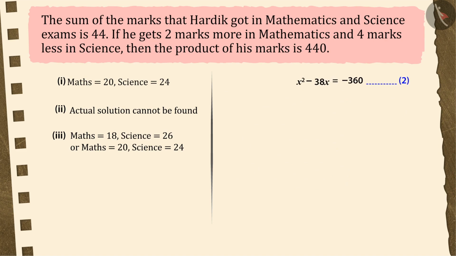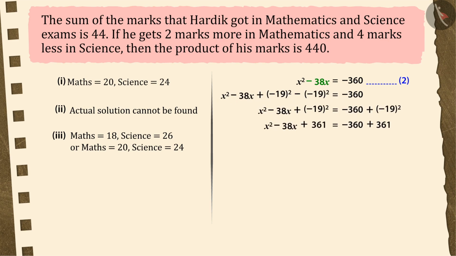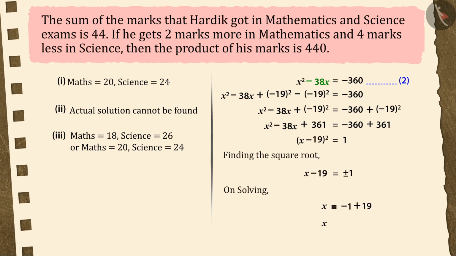To find out the mathematics marks, we will solve equation 2 in which coefficient of x is minus 38 and we divide it by 2. Thus, we get minus 19. We will now add and subtract the square of minus 19 to the left side of equation 2 so that the equation remains balanced. Solving the equation further, we get two values of x. X is equal to 18 and x is equal to 20.